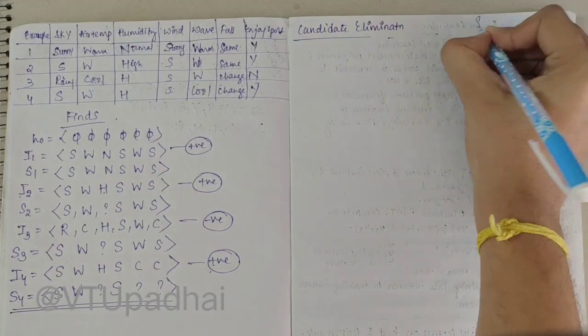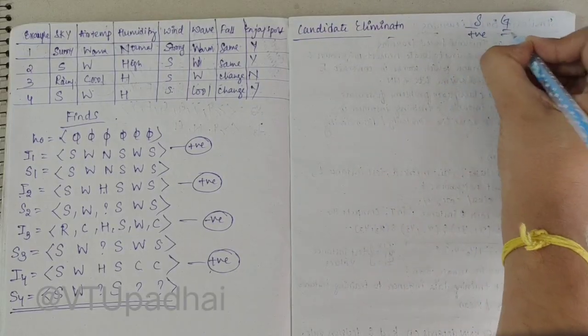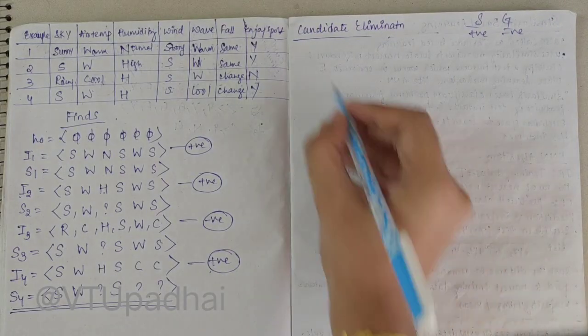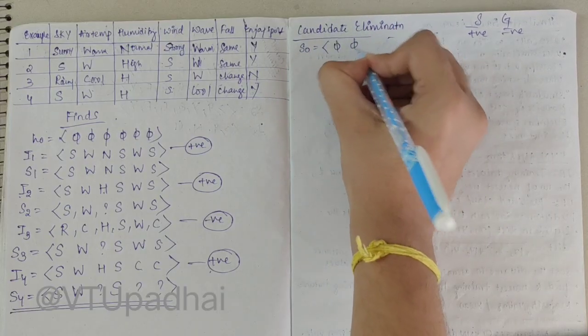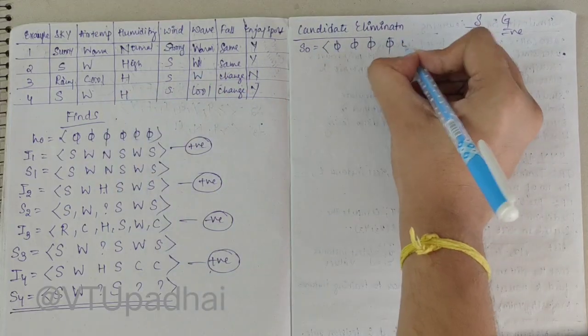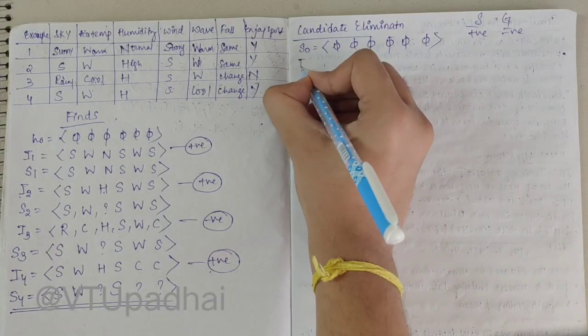So I should include two hypotheses, S and G. S would be updated whenever I have a positive value, G would be updated whenever I have a negative value. Starting from S, S0 I took as 5 most specific hypothesis, here 6 values are there, right? 6 question marks. Then I'll start with the I1 value.